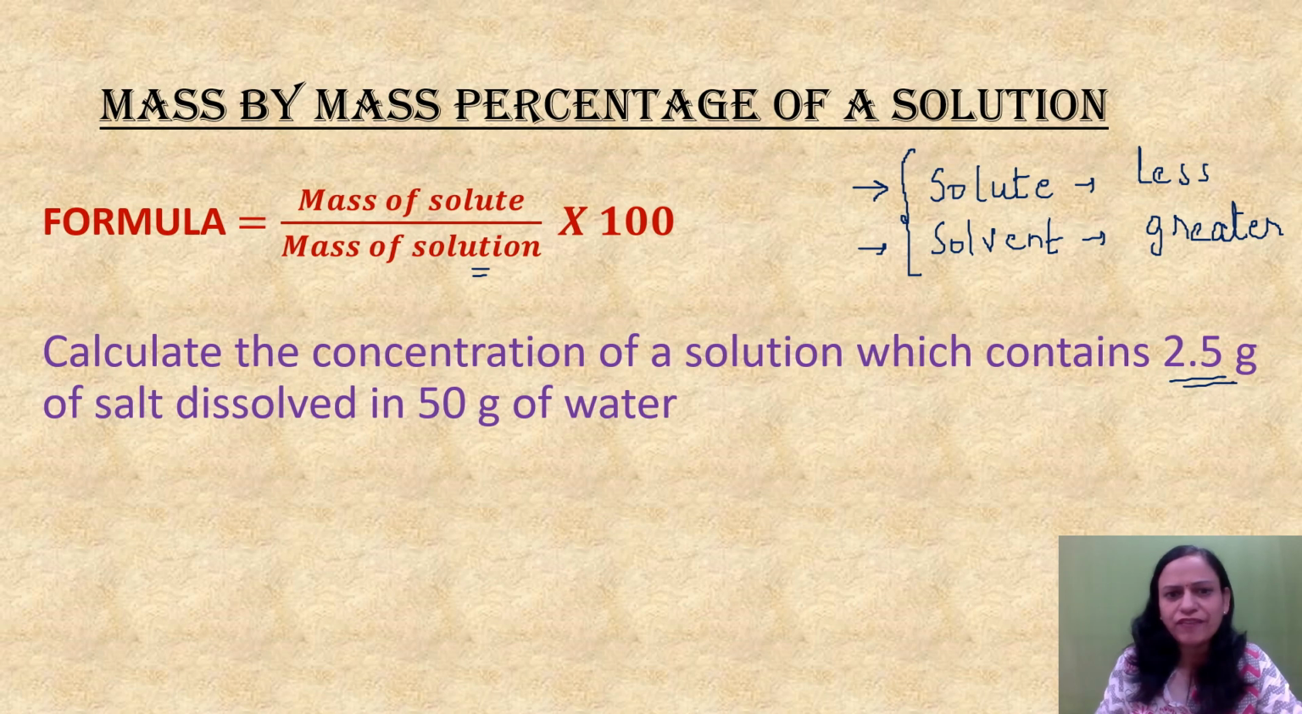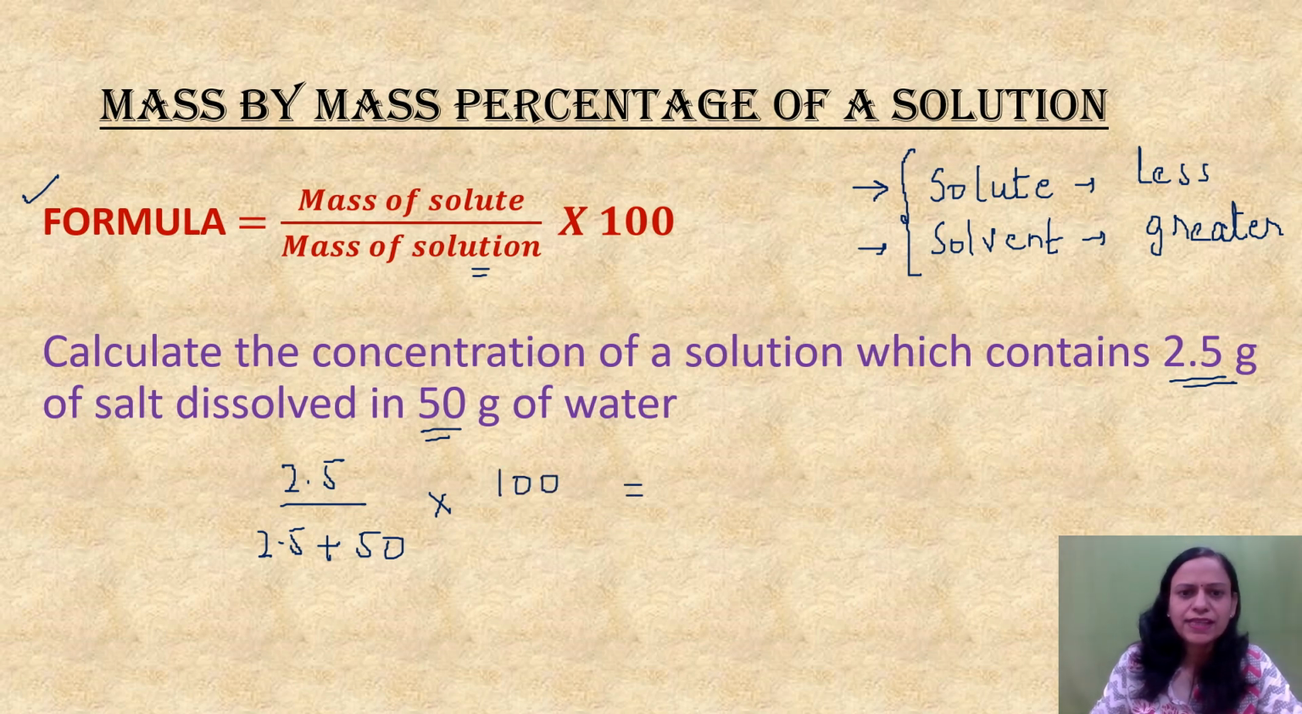So if 2.5 grams and 50 grams are the given quantities, you can well understand that 2.5 grams of salt, that means salt is the solute here, and 50 grams of water, that means water is going to be the solvent. So when we use this formula, mass of solute upon mass of solution into 100. So mass of solute is what? It is 2.5 grams. Mass of solution would be solute plus solvent, that is 2.5 plus 50 into 100. Simplify this and you get your answer.